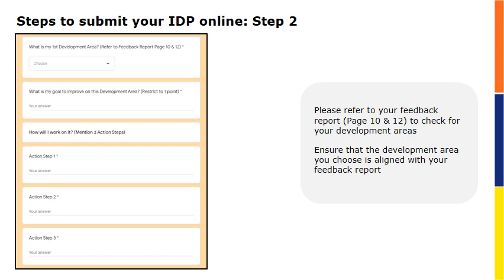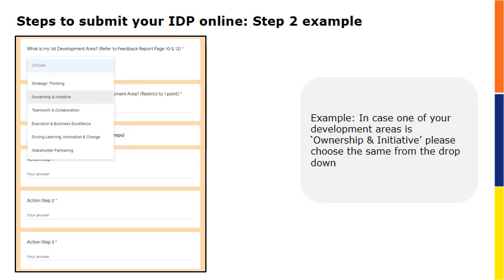Then choose your first development area. Please refer to your feedback report, page 10 and 12, to check for the development areas you need to choose. Select the development area from the drop-down list provided. For example, if your development area is Ownership and Initiative, select that from the drop-down as shown.